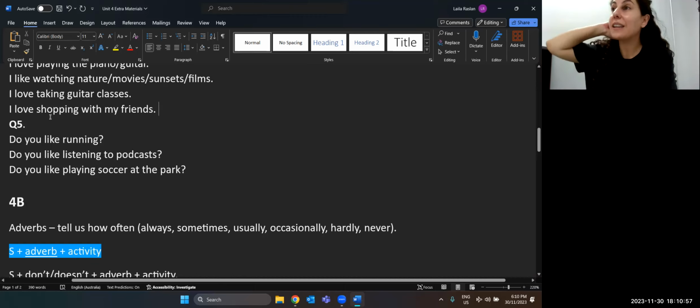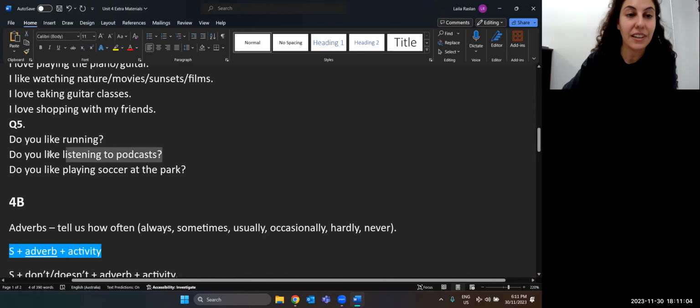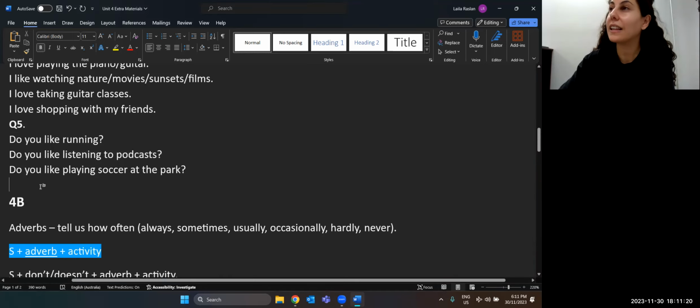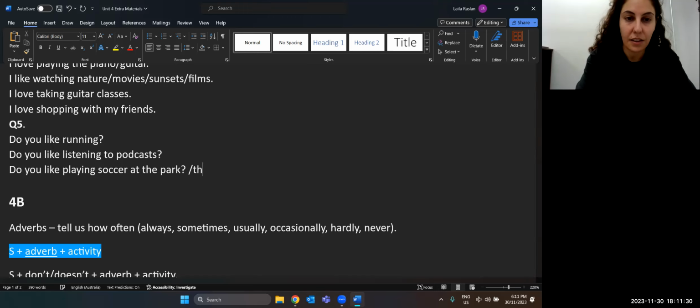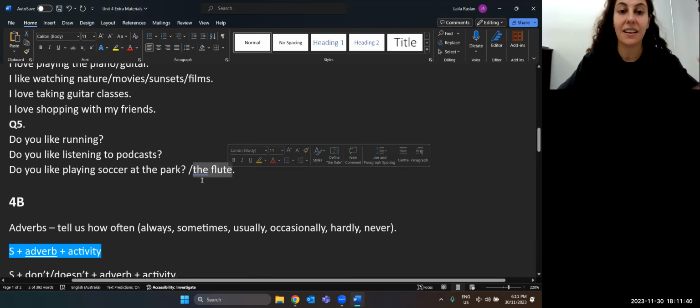Okay, then we have to make some questions. Do you like running? Do you like listening to podcasts? Do you play soccer at the park? Or does anyone have a do question? Do you like playing the flute? Yes. So do you like playing the flute? You could put any instrument: the guitar, the piano, the violin.